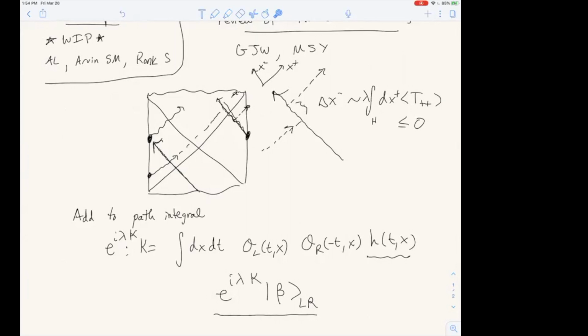Isn't this, roughly speaking, proportional to the thermal field double state? This e to the i lambda kappa acting on beta is proportional to beta, right, if you're assuming it's a double trace operator. You mean to leading order? Yeah, it's just a phase, right? Yes, correct, that's right.